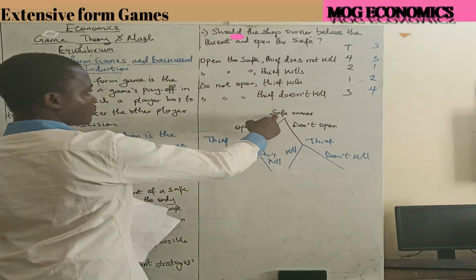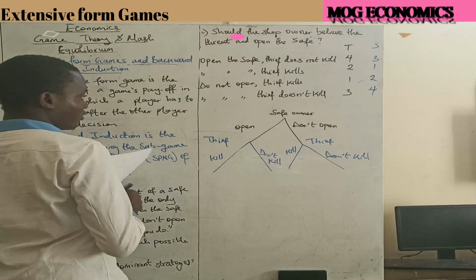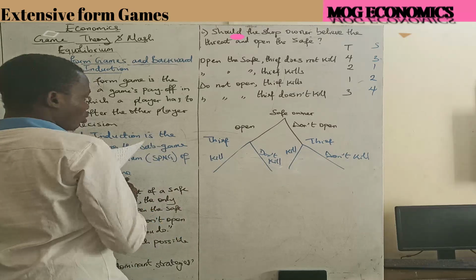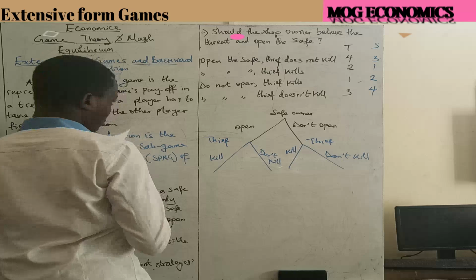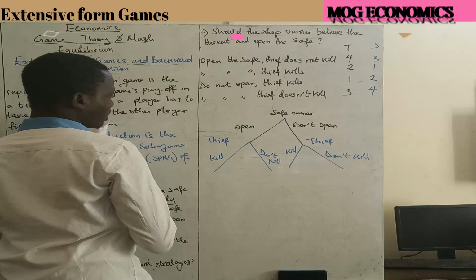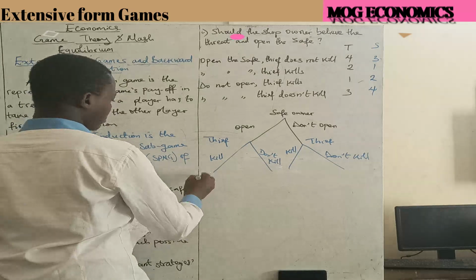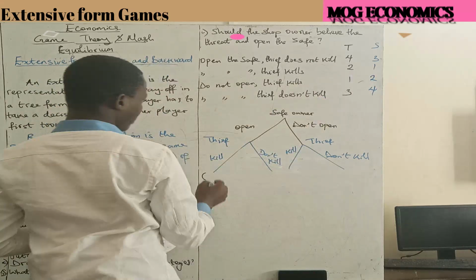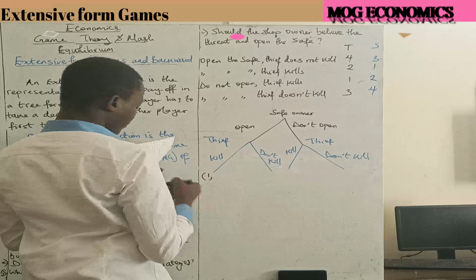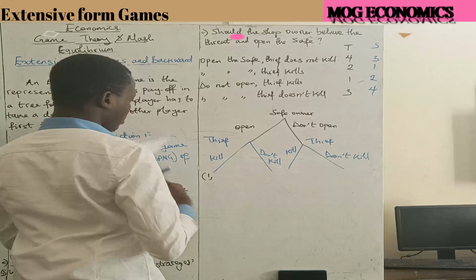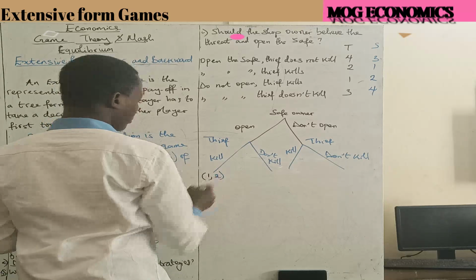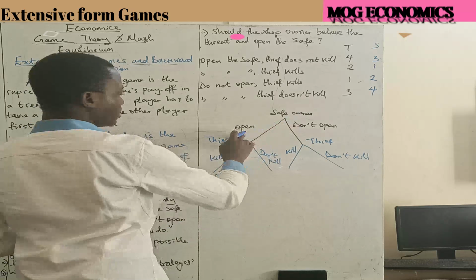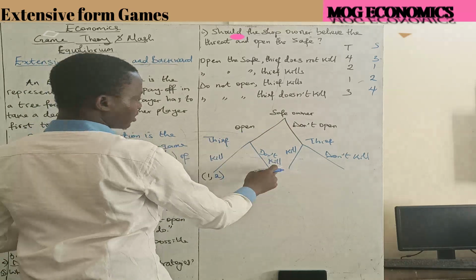Now, because the safe owner is the one playing first, we are going to write the payoff of the safe owner first, right? So the safe owner opens the safe and gets 1. The safe owner gets 1, and the thief gets 2. Payoff of 2, right? So if the safe owner opens the safe and the thief does not kill, don't kill.